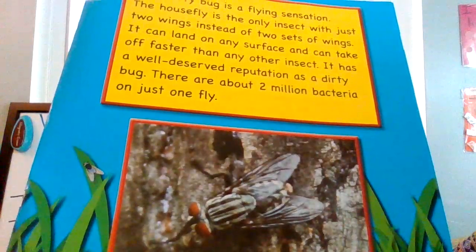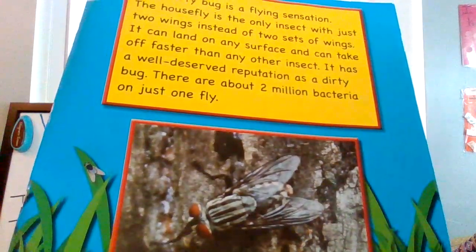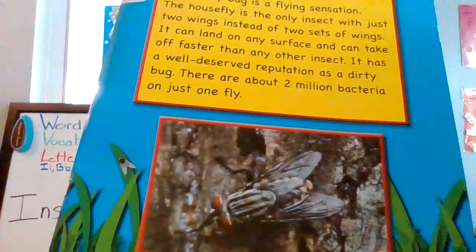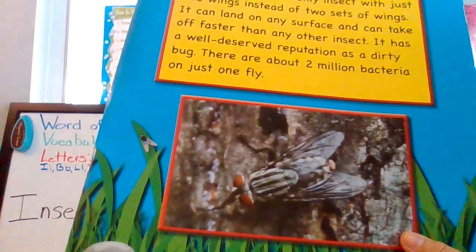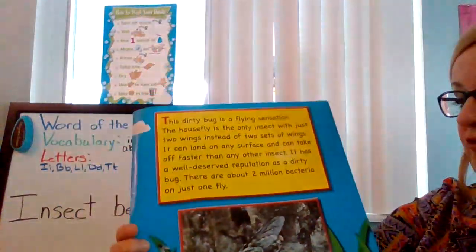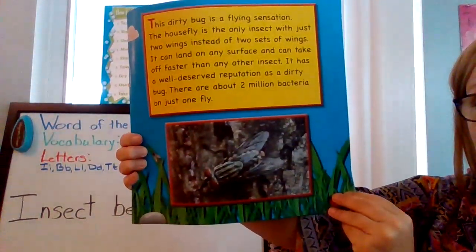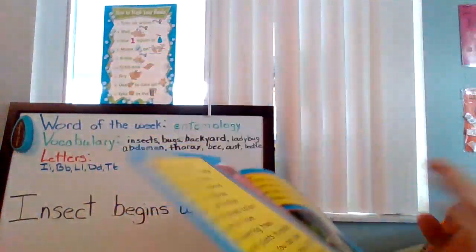It has a well-deserved reputation of being dirty. There are about 2 million bacteria on just one fly. Oh my gosh. That's why you don't want the fly to land on your food. 2 million bacteria on just one fly. Can you believe that? That's a lot.